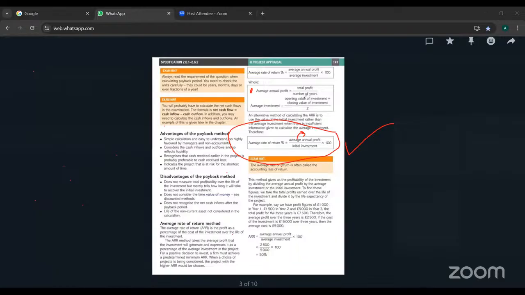So for average investment, they have given an equation. You have to memorize that equation. So how to calculate average investment? Average investment equals opening value of the investment plus closing value of the investment. This one they will give in the question. Then you just take that and divide that answer by 2. This answer you have to write here, under initial investment.